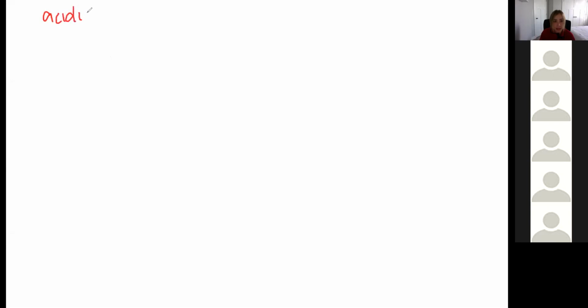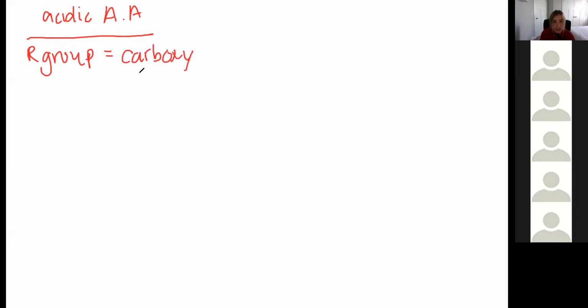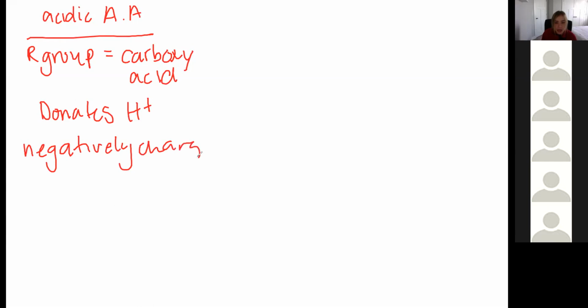If you have an acidic amino acid, I'll just flip it like this. The R group equals a carboxylic acid. It donates H plus, and because of that it is negatively charged. That's how this becomes an acidic amino acid. It's backwards from what we've been dealing with, but it's still going to donate, because carboxylic acid is this, right? This is what's doing the donating, because that's going to get stripped off and make something else.